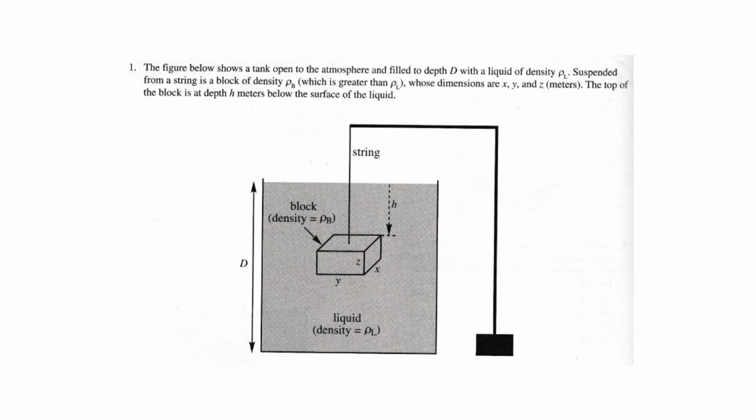Okay, so here's what we're going through. The figure shows a tank open to the atmosphere and filled to a depth D with a liquid of density rho L. Suspended from a string is a block with density rho B, which is a bit more dense, whose dimensions are X, Y, Z. The top of the block is H below the surface of the liquid.